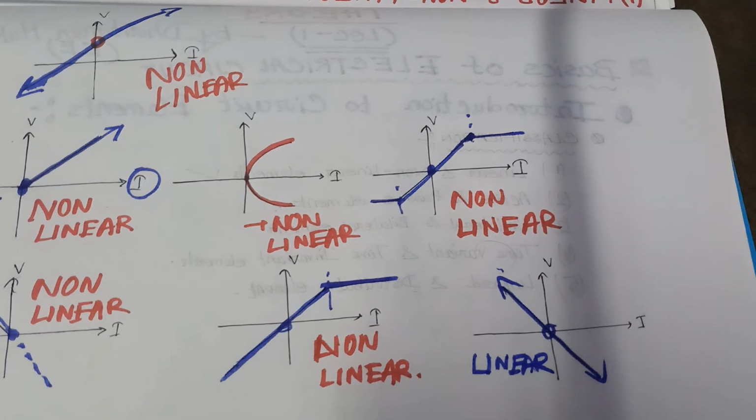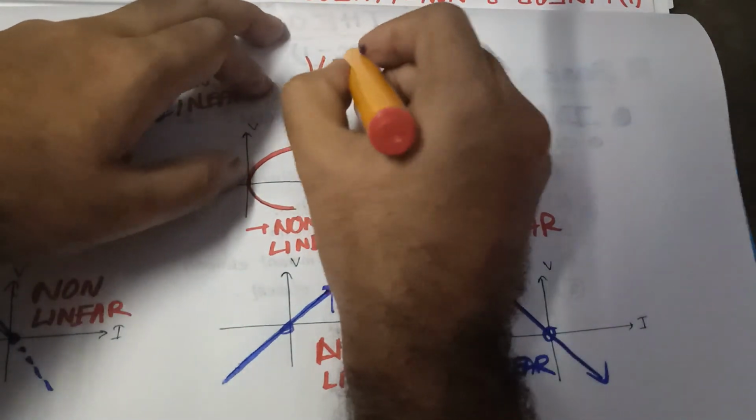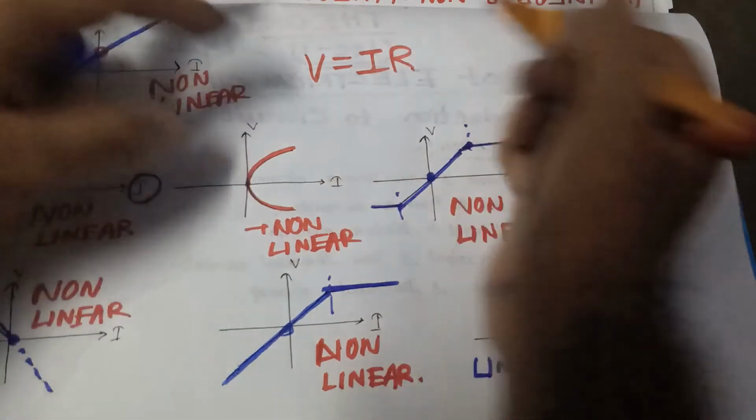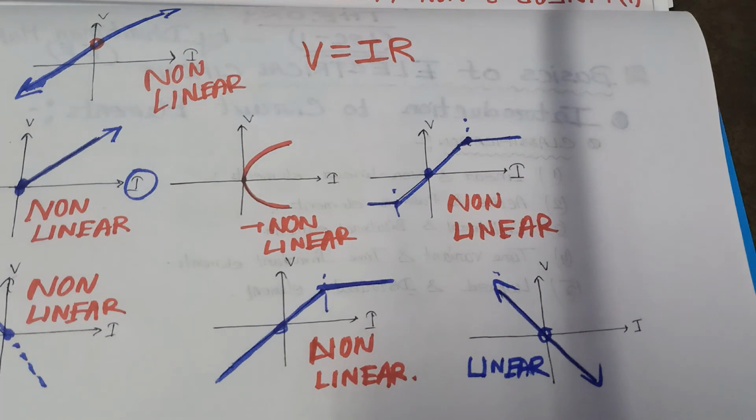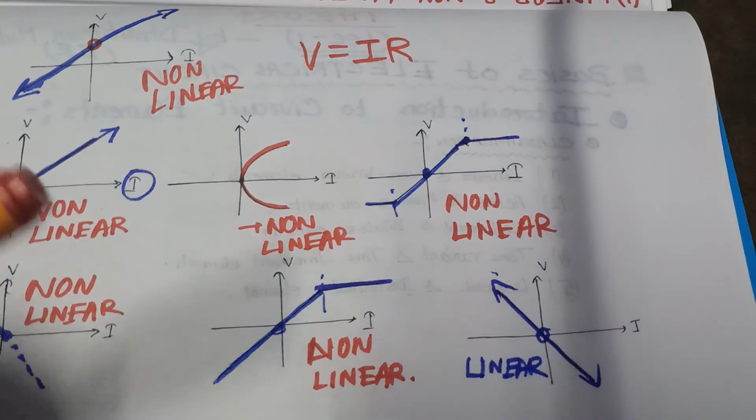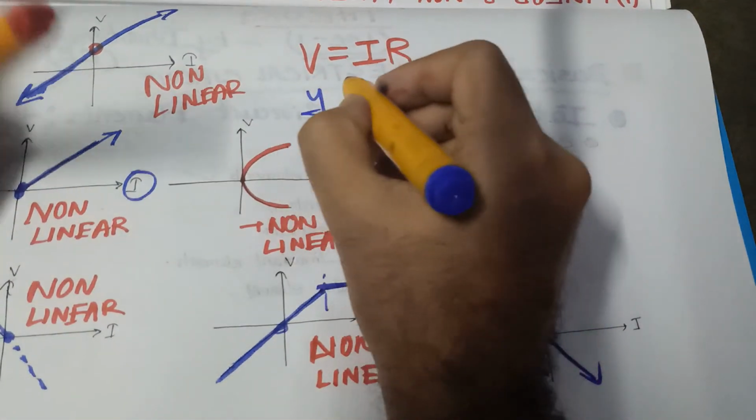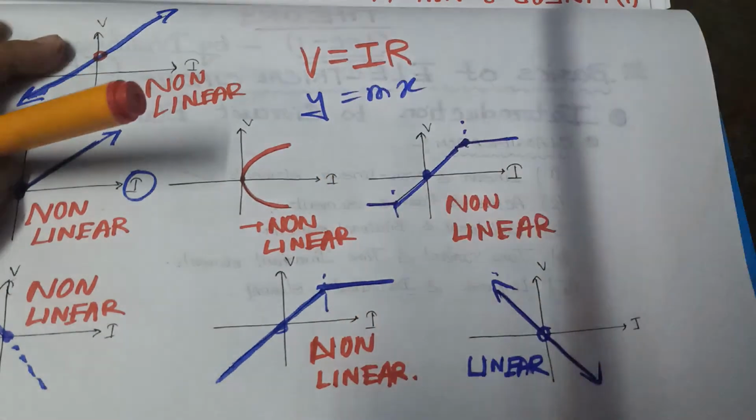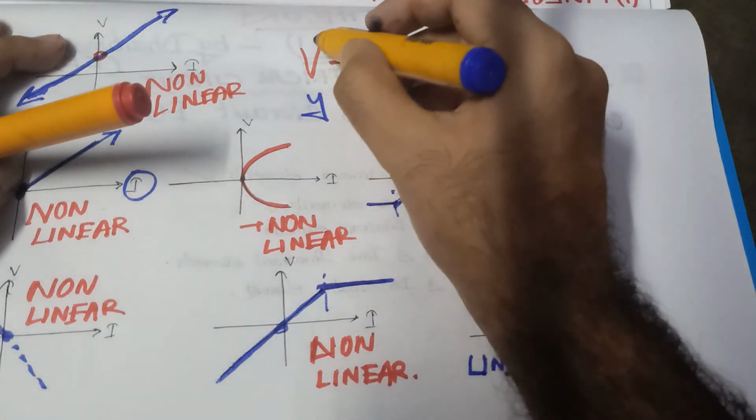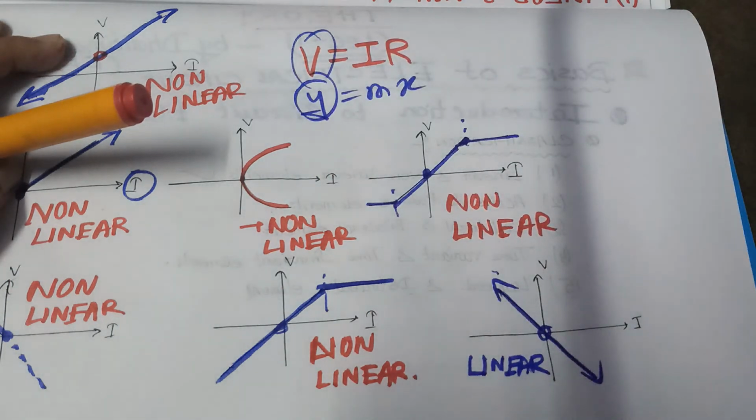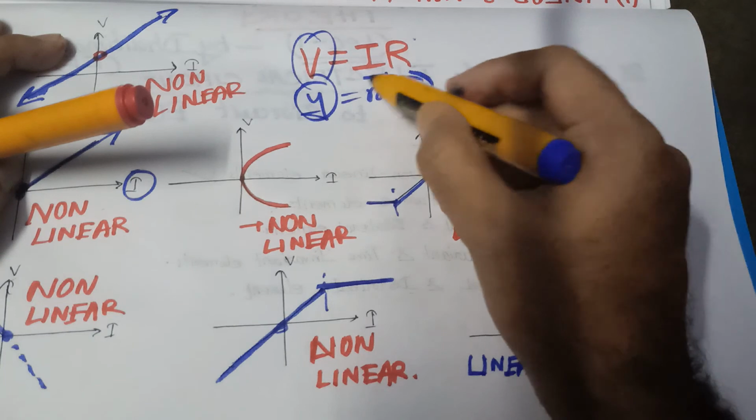You just tell me one thing. What is Ohm's law? Ohm's law is V equals to IR. V equals to IR, right? It is exactly like y equals to mx, right? Where V is y-axis, I is x-axis, and this R is acting as the slope.